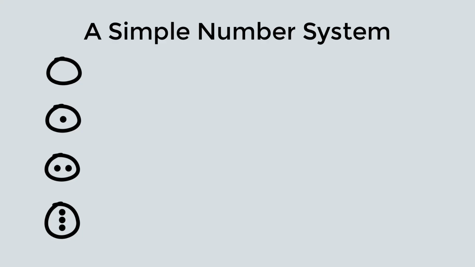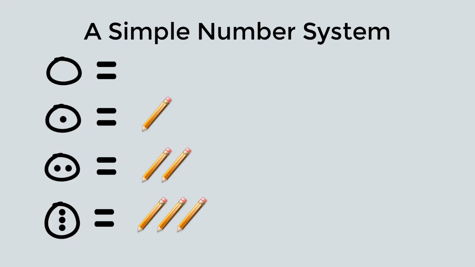So if there are no pencils, we will use the first symbol. If there is 1 pencil, we will use the second symbol. If there are 2 pencils, we will use the third symbol. If there are 3 pencils, we will use the fourth symbol. Now suppose we find 1 more pencil. We now have 4 pencils. There is no single symbol for 4 pencils in our system, because the symbols only represent 0, 1, 2, and 3 pencils. So instead of creating a new symbol, we combine the symbols we already have.